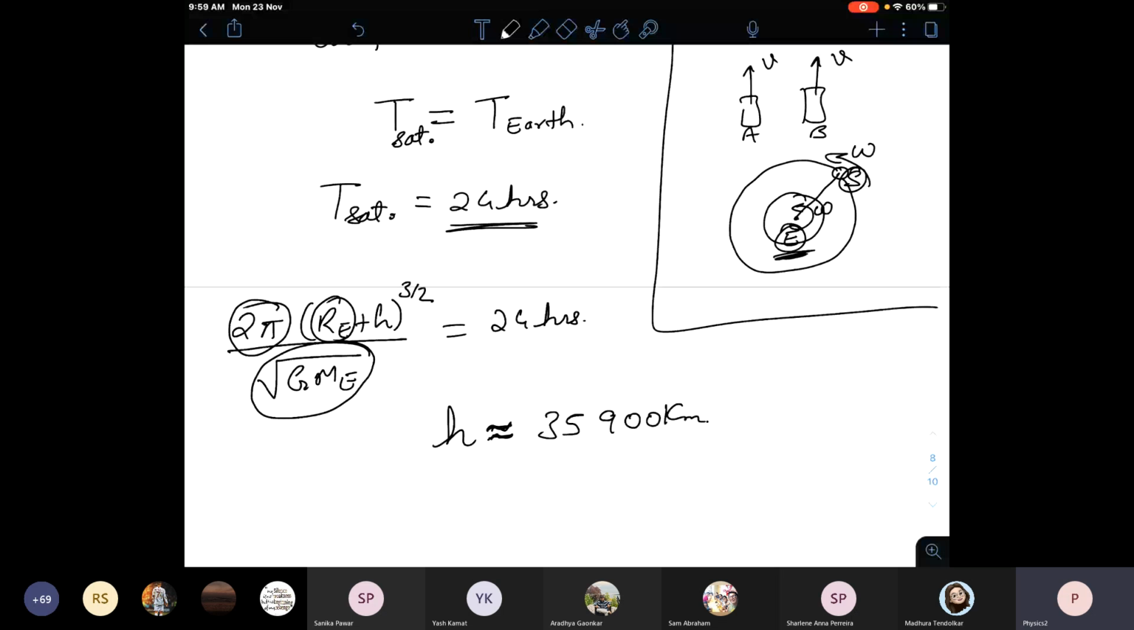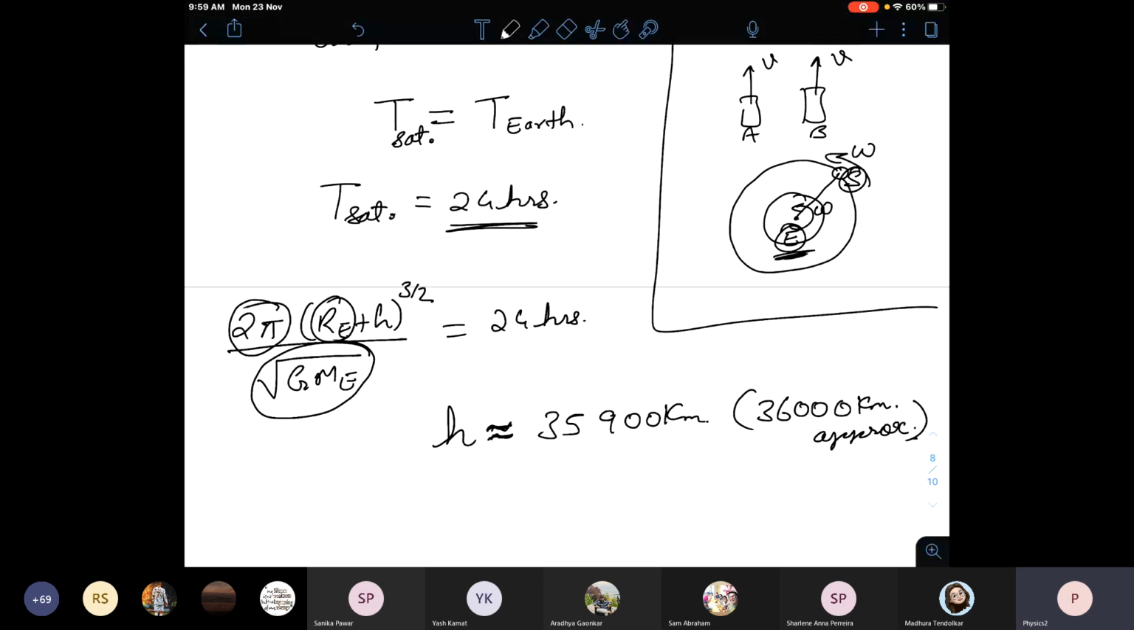You can approximate it to 36,000 kilometers. It is one and the same, not much of a difference. It is already an approximate value, so you can make it 36,000 for easy remembering. Just write 36,000 kilometers approx. So approximately, for a satellite to become geostationary, the height at which it should revolve is 36,000 kilometers.